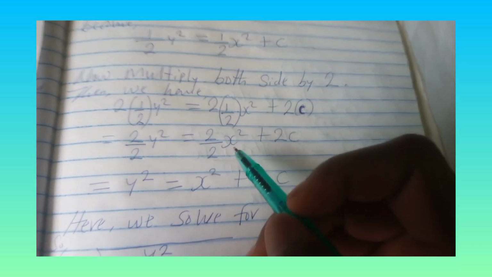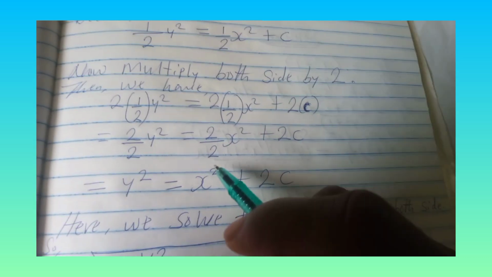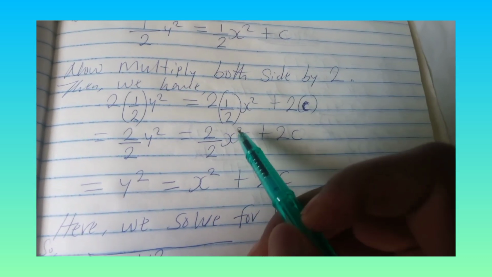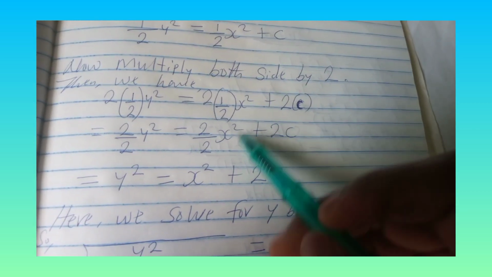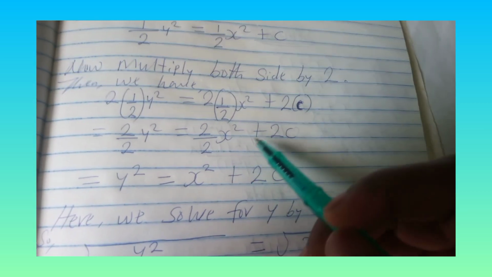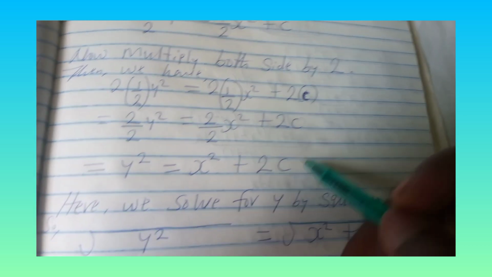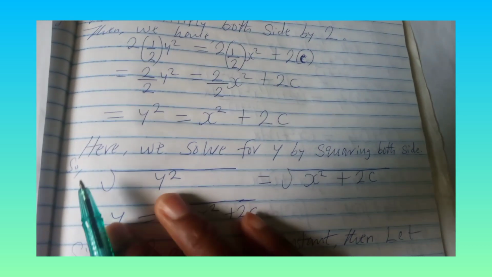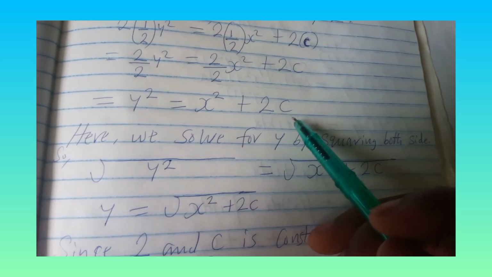And on the right hand side, 2 over 2 divided by each other gives us 1. And 1 times s square gives us s square, plus, because we are multiplying both sides by 2, we have 2 times this constant, which gives us 2c. So in this case, we have y square equals s square plus 2c.